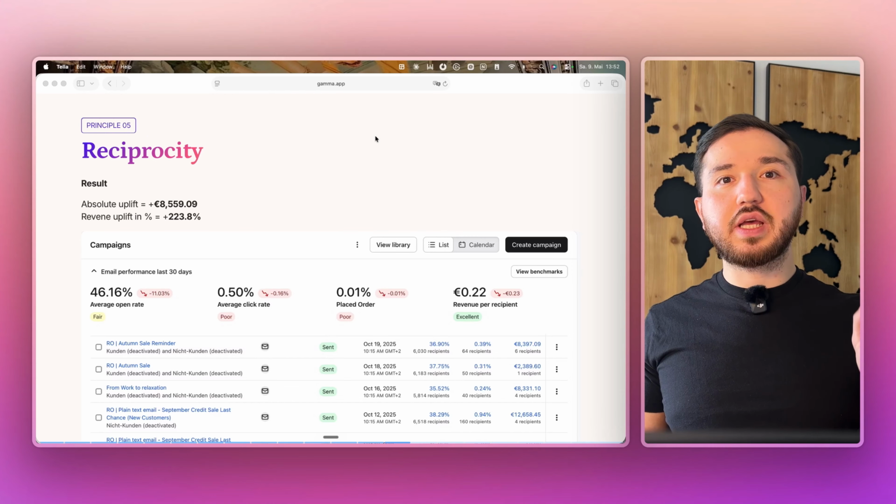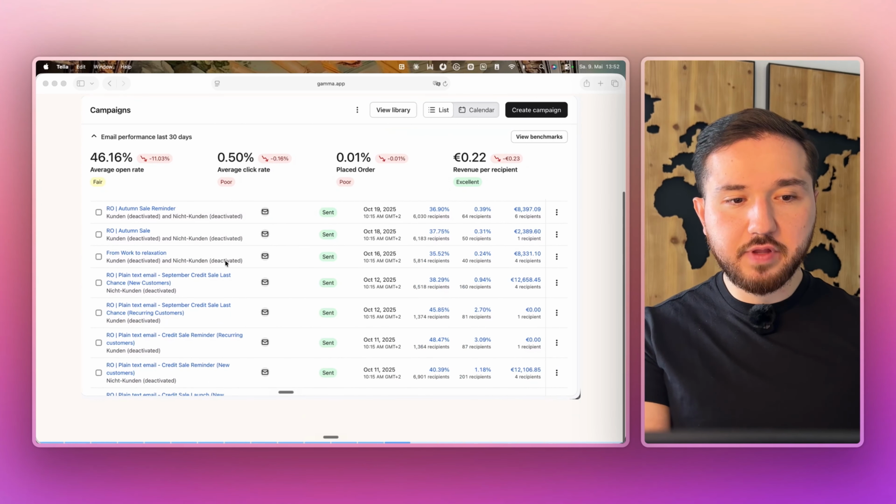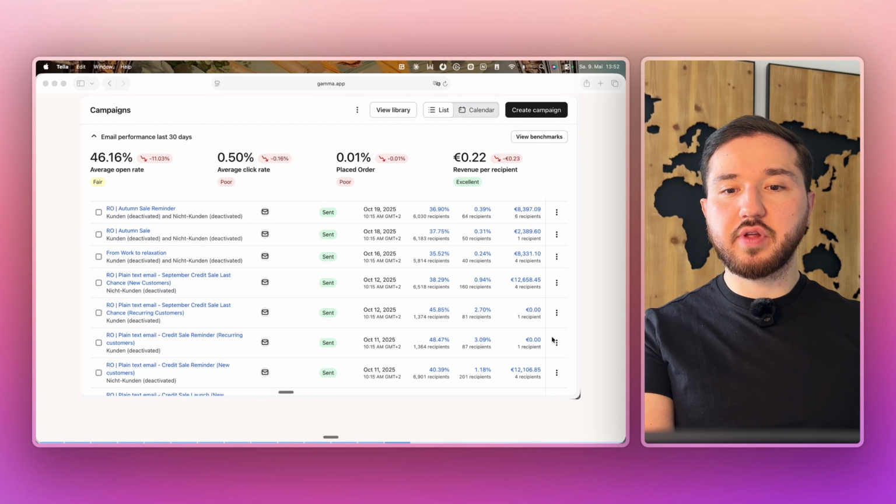The fifth principle that can increase your email campaign revenue is reciprocity. And so we have this kind of credit sale that we've done for a client.